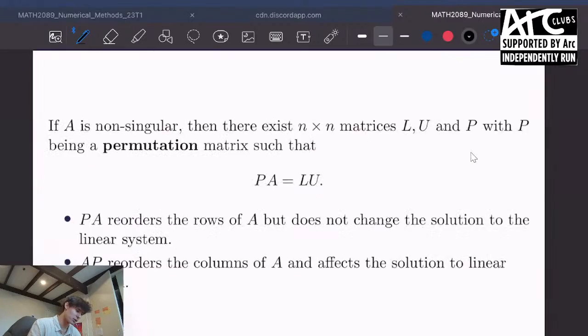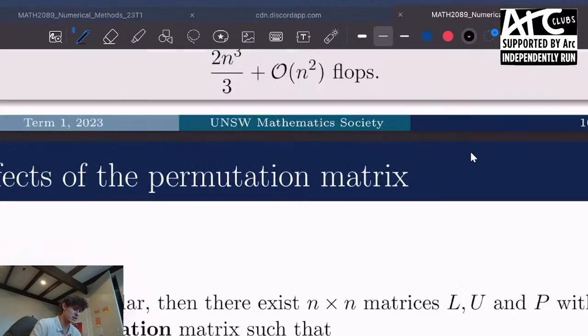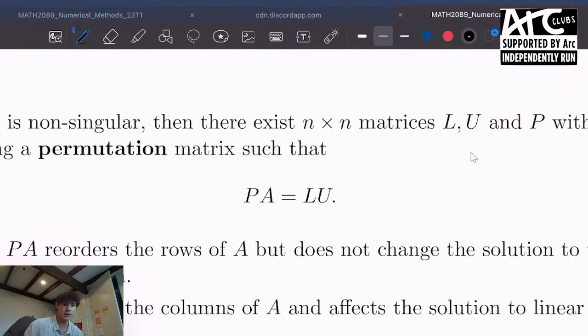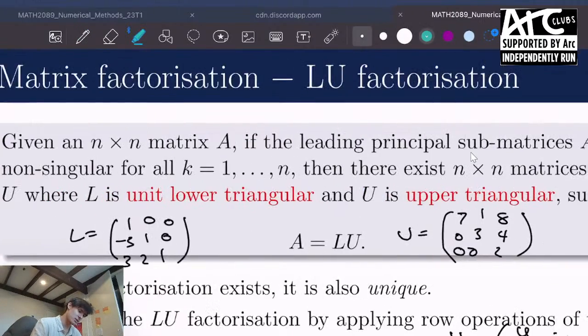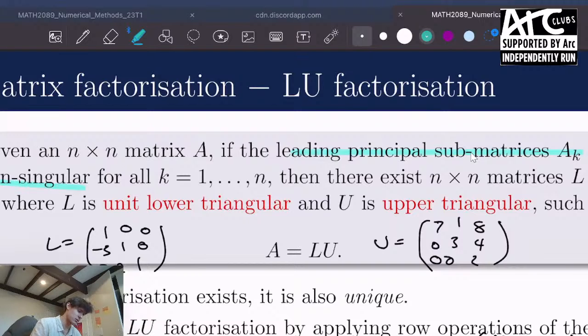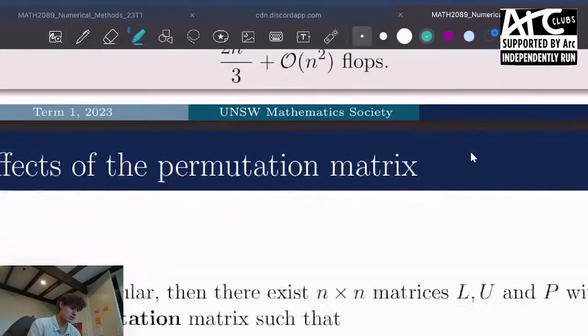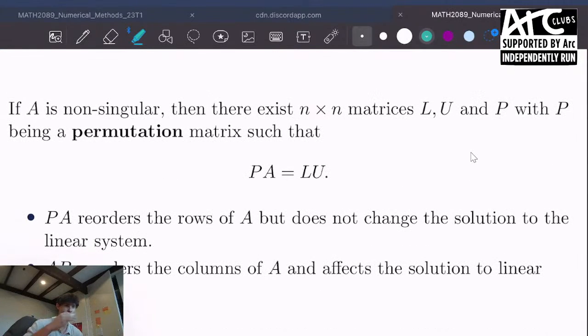Now, something we do need to go over is permutation matrices. Essentially, we may not be able to find an LU factorization if this condition doesn't hold, right? The condition is that the leading principal submatrices are non-singular. Suppose we had a singular principal submatrix. In that case, what we can do is reorder the rows to ensure that all of the principal submatrices are non-singular. Reordering the rows doesn't change the solution to the system.